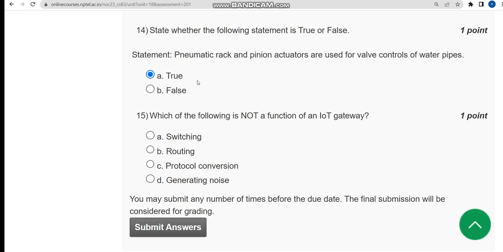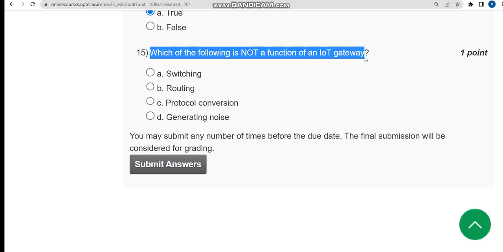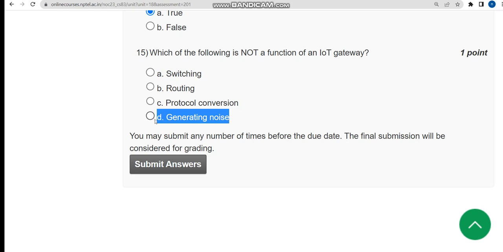Let's move on to the final question of the assignment, that is 15th one, guys. Which of the following is not a function of IoT gateway? So the answer is option D, generating noise. So friends, these are the solutions for week 1 assignment of Internet of Things course.